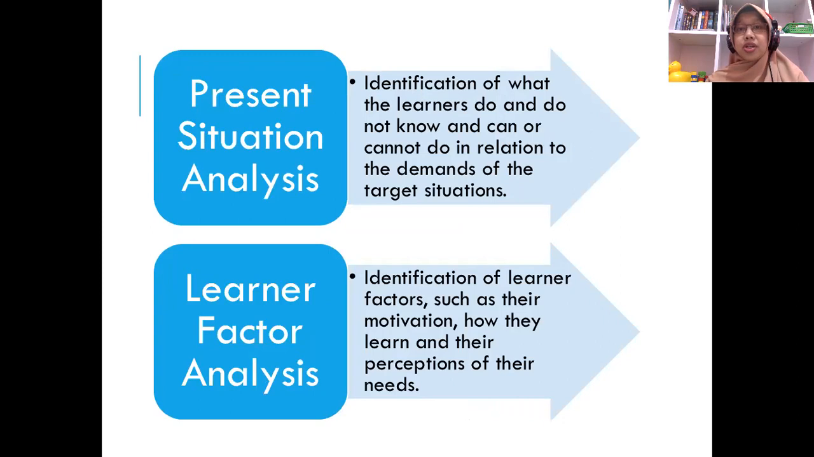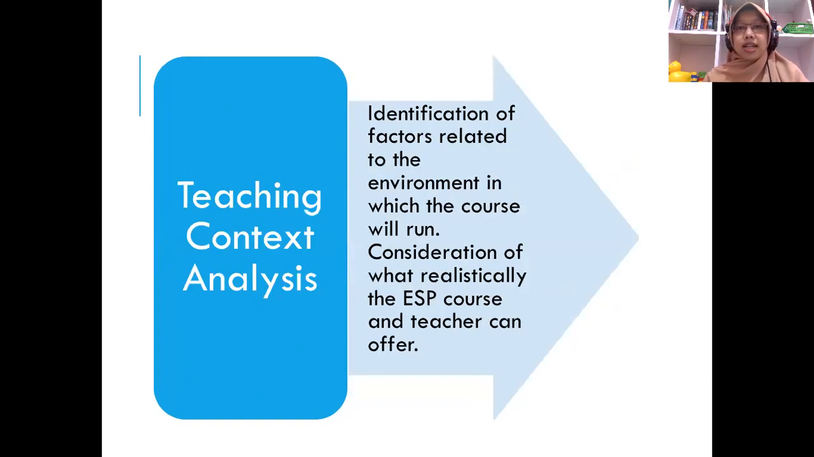About present situation, identification of what the learners do and do not know, can or cannot do in relation to the demands of the target situations, lacks, wants, and necessities. And then learner factor analysis, identification of learner factors, such as their motivation, how they learn, and their perception of their needs. Teaching context analysis, we have identification of factors related to the environment in which the course will run.